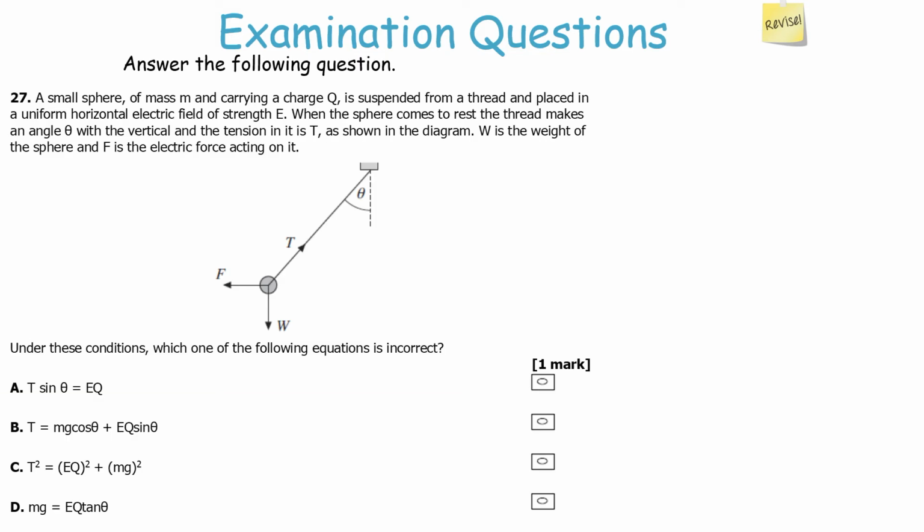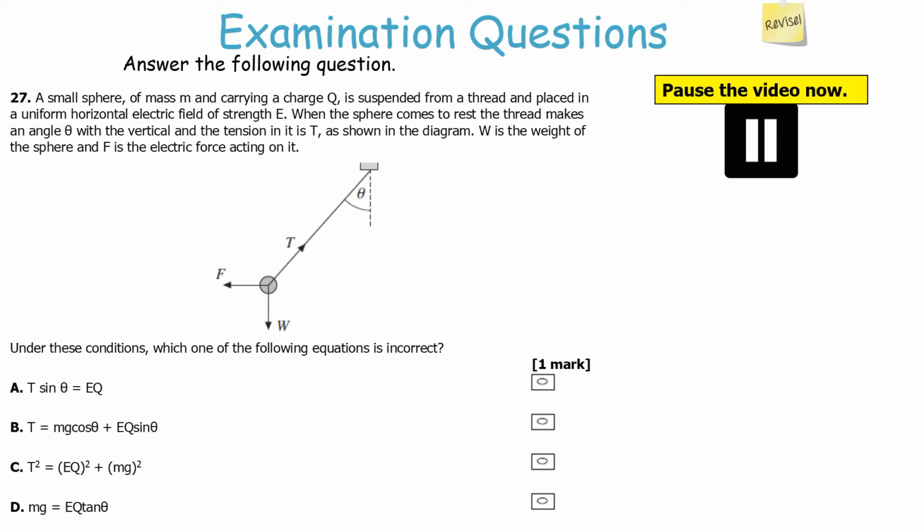A small sphere of mass m carrying a charge q is suspended from a thread and placed in a horizontal electric field of strength E. When the sphere comes to rest, the thread makes an angle theta with the vertical and the tension in it is T as shown in the diagram. W is the weight of the sphere and F is the electrical force acting on it. Under these conditions, which of the following equations is incorrect? So pause the video now, then unpause the video when you want to go through your answer.